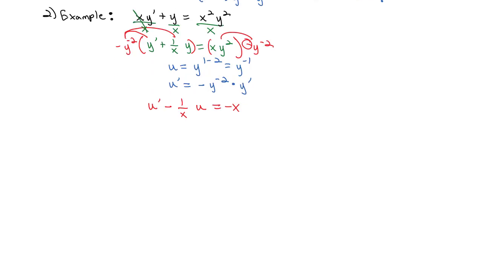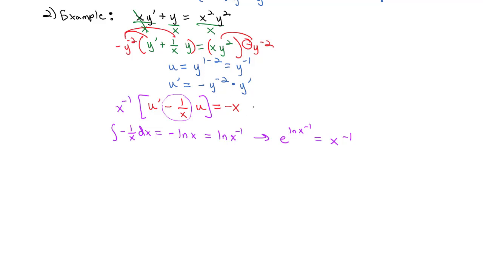Let's get us a little more space to solve it in. And we've got that negative 1 over x. So we're going to integrate negative 1 over x dx, which is negative natural log of x, which is equal to the natural log of x to the negative 1. We're going to multiply by e to that. But when we do e to the natural log of x to the negative 1, that becomes x to the negative 1. So we're going to multiply both sides of the equation by x to the negative 1.